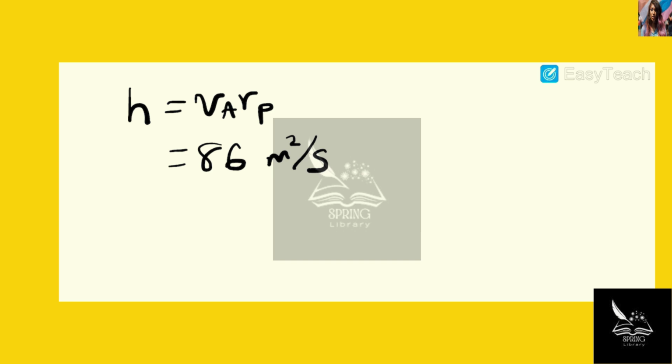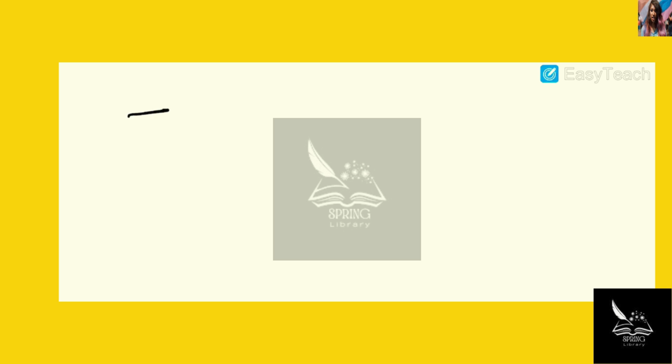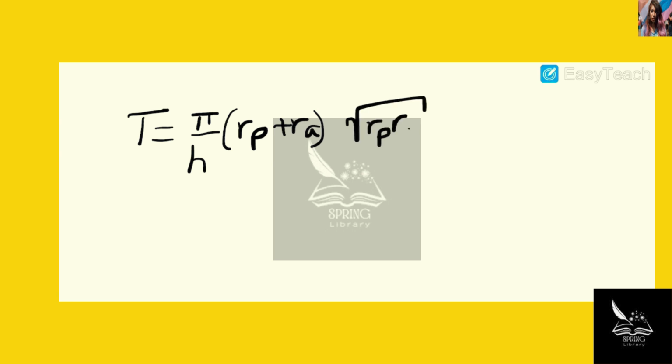What we can do now is determine the period of this orbit and say that period T is equal to pi over h times the quantity Rp plus Ra times the square root of Rp Ra, and this gives us a period equal to 27.9 times 10 to the third seconds.